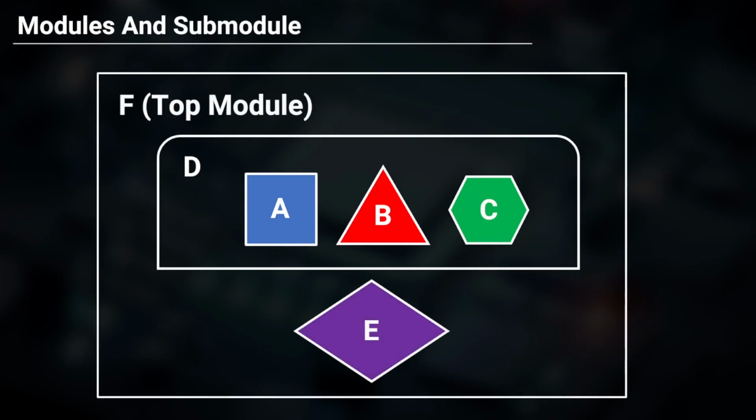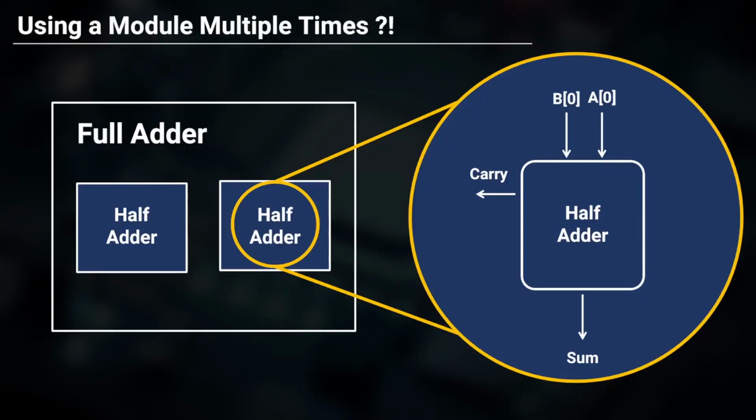And now what would happen if we use D module next to E module inside F module? F now is the biggest module that we have in this example. So D is not our top module anymore. F is our top module. So from now on, F is our top module and D and E are submodules. Don't forget that we can use one module several times in a bigger module. In this example, we have a full adder which holds two half adders inside it.